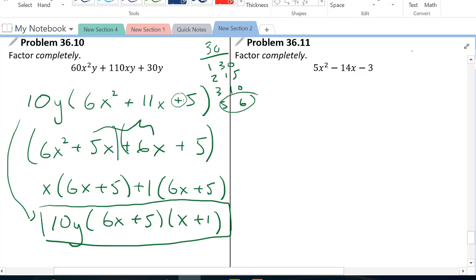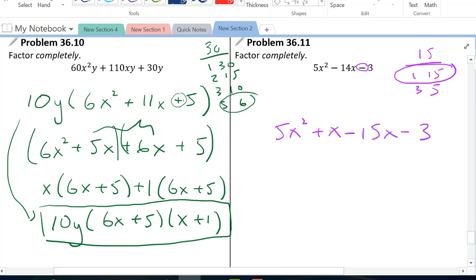AC method. 5 times 3 is 15. What are factors of 15? 1 and 15, 3 and 5. That's it, right? I need to subtract to make a negative 14. Which one subtracts to give negative 14? 1 and 15. So rewrite the first term. So 5x squared. And I gotta make a negative 14. So it must be a plus 1x minus 15x minus 3, right?